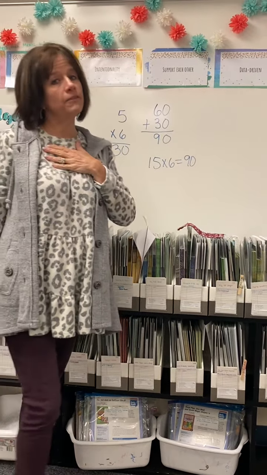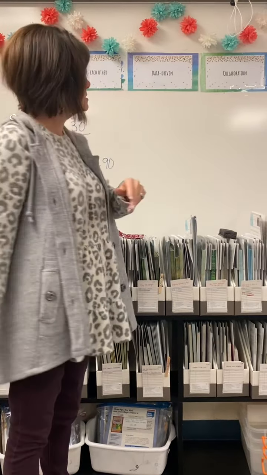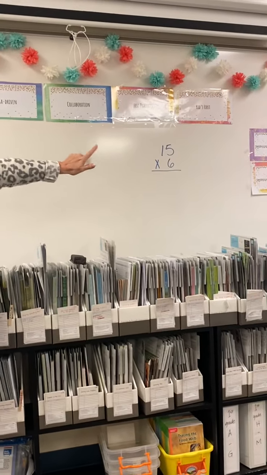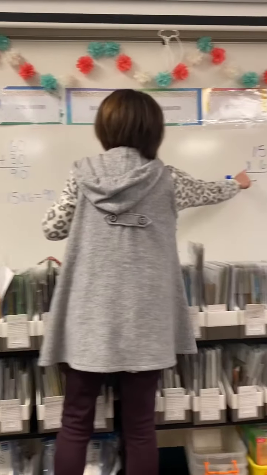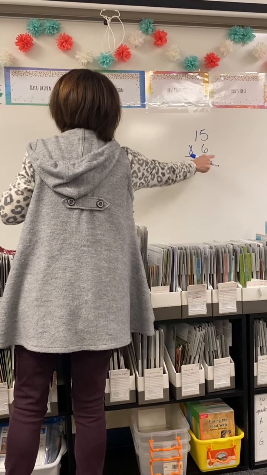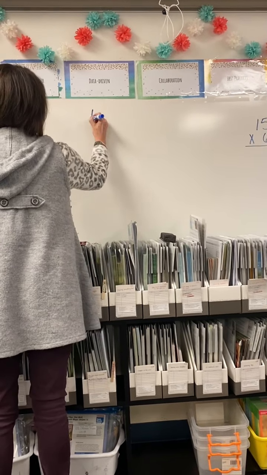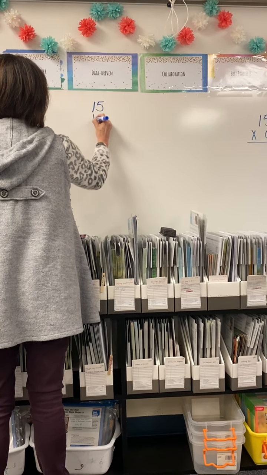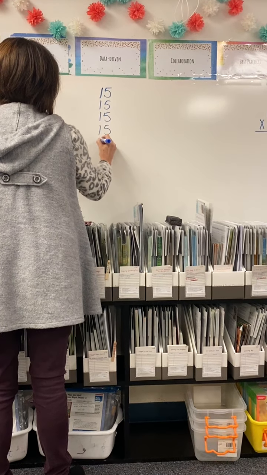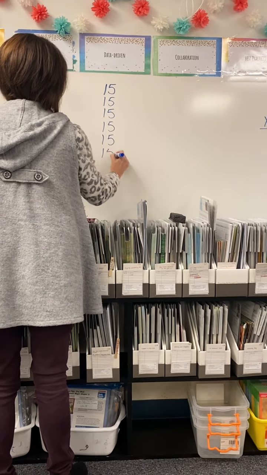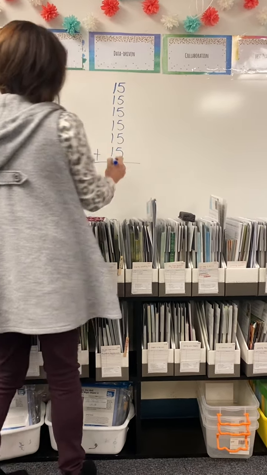Another option, which I think is really harder for me, but I'm going to show you because it may work for some of you, is to do 6 groups of 15. So we could stack it because we know that we can say this both ways: 15 groups of 6 or 6 groups of 15. So if I did 6 groups of 15, I would have to write 15 6 times, 1, 2, 3, 4, 5, 6, and then add it. So this is another option.